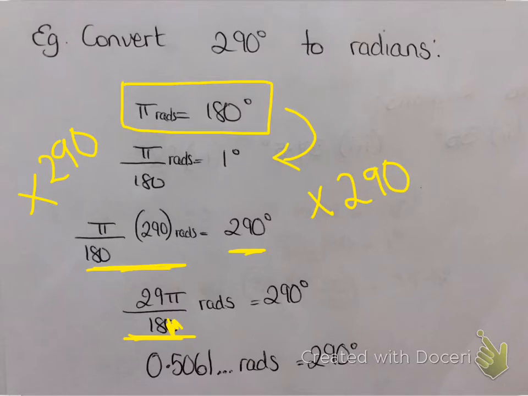But if they ask you to give it in radians and to a certain number of decimal places, well then plug 29 pi over 18 into your calculator and it will give you back 0.5061 ... radians. Okay? Next example.